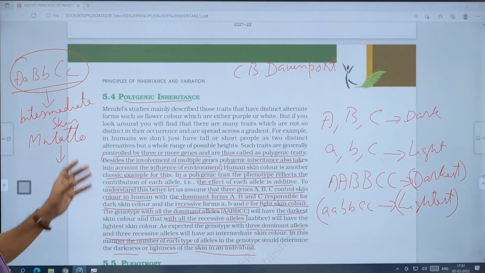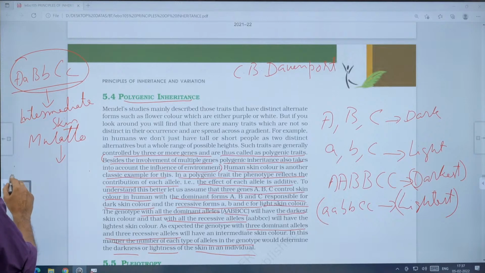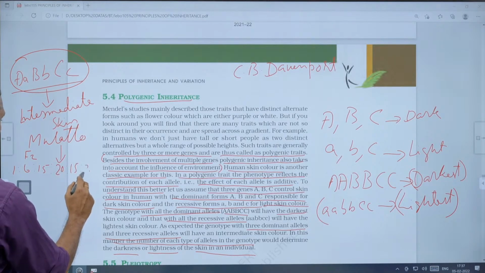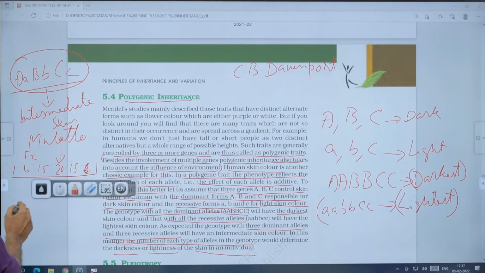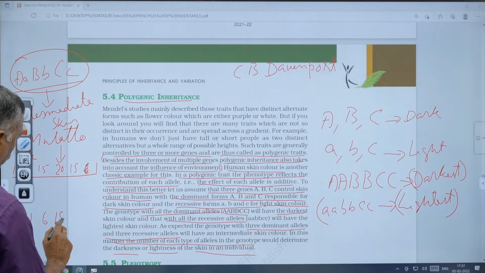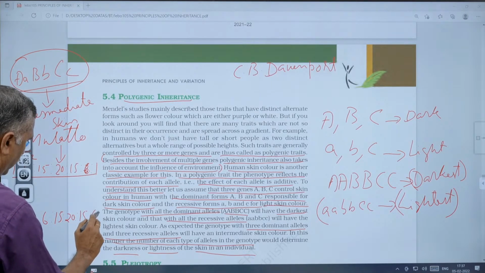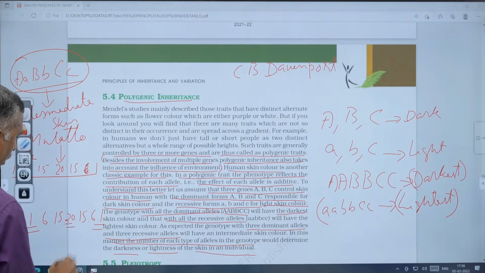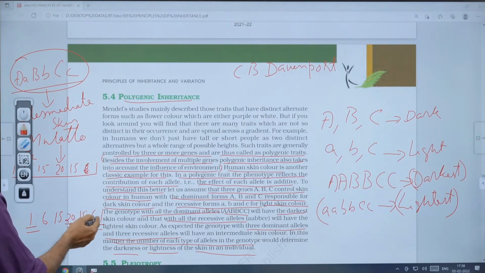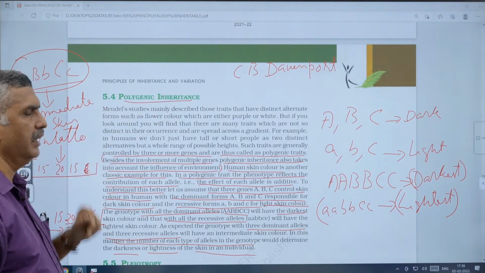That will show very clear variation, in the ratio 1:6:15:20:15:6:1 in the F2. This end is extremely black, this end is extremely white, and these are the intermediate ones. Then fairly black, intermediate, dark, white, fairly white. But there will be continuous variation in the case of polygenic inheritance.